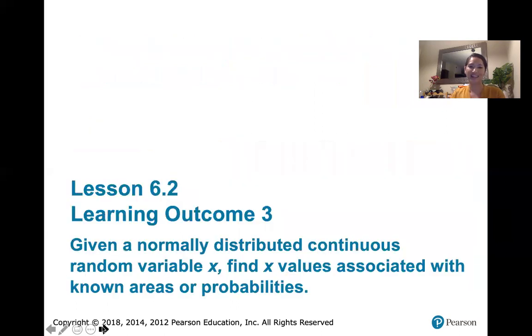Now in the next lesson, we are going to know an area or a probability that we're trying to find, and then we'll find the X values that are associated with those areas and probabilities. So basically we're going to do what we did in learning outcome number 2, but backwards.